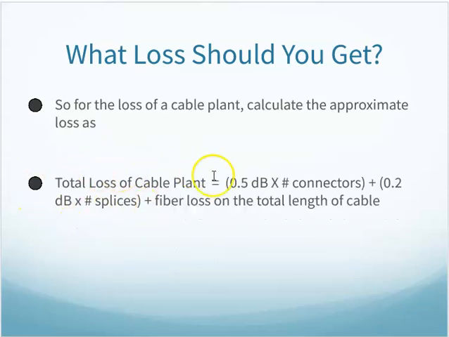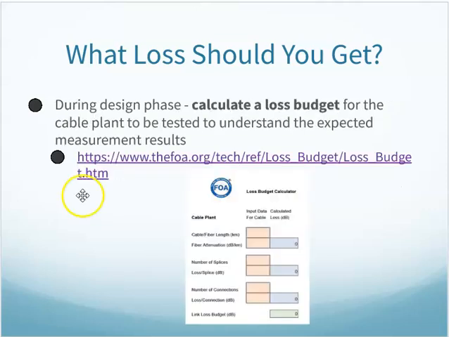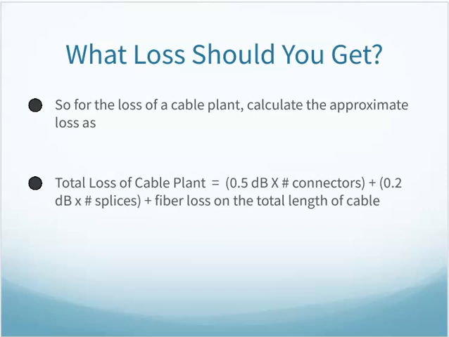All of those numbers can then get used to basically calculate loss. The total loss of the cable plant is all the connectors plus all the splices plus the loss of the fiber for its length, and that'll give you the total loss. And again, this calculator does all that for you, which is kind of nice. It makes it easier to calculate.